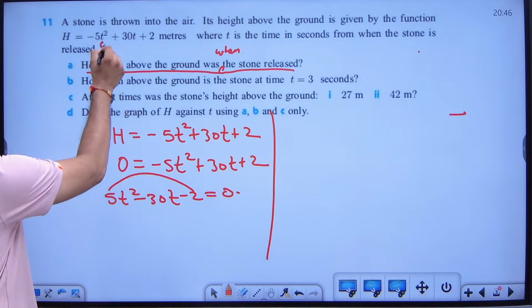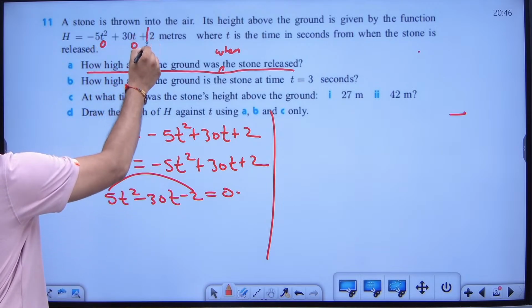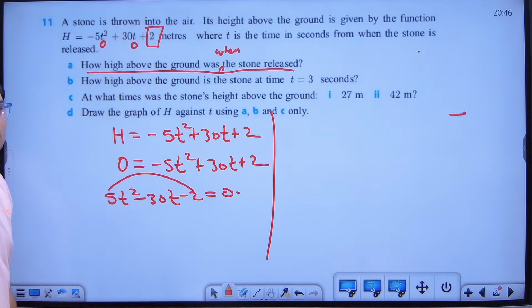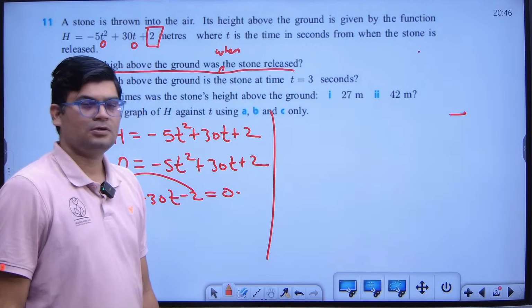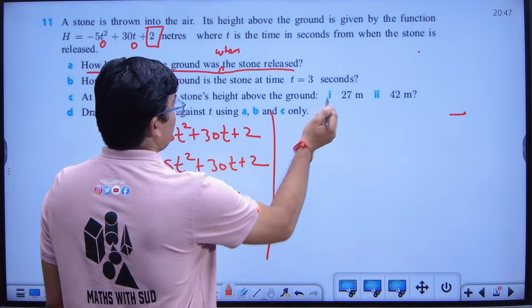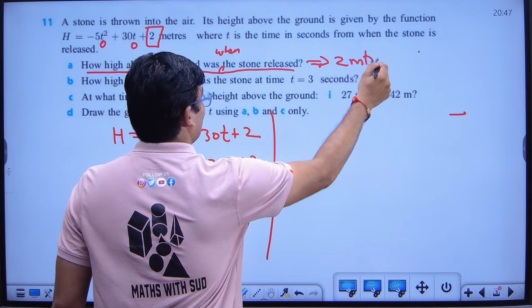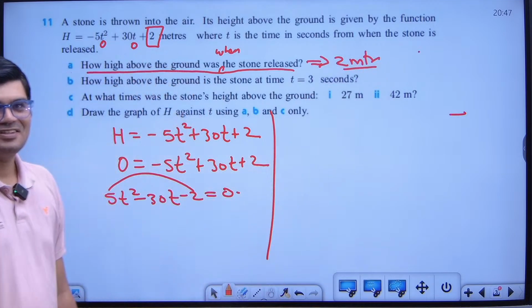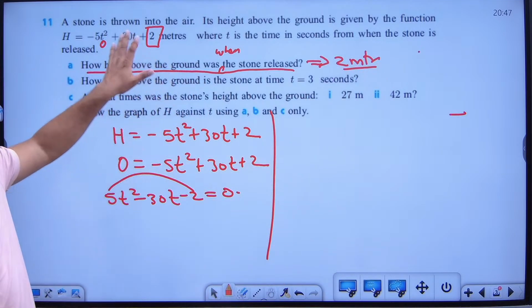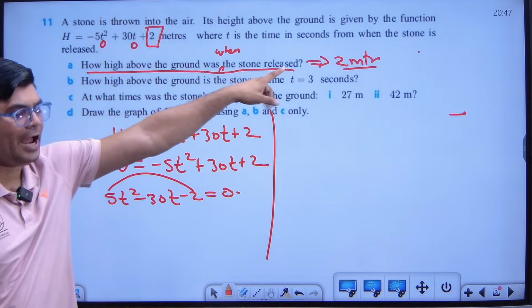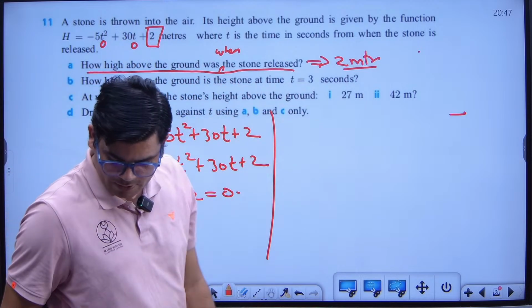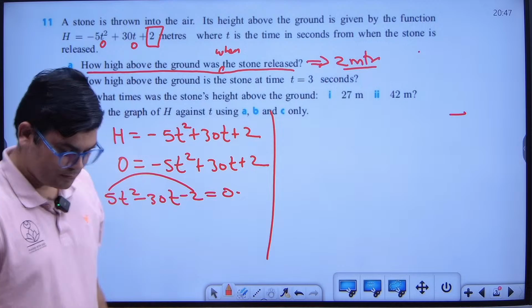So when you put t is equal to 0, the height of the stone was 2 meters. Because this is the first question, it should not be hard. So the answer is you just put t is equal to 0 and the height is 2 meters. You can ask your teacher as well. Yeah, I'll ask.